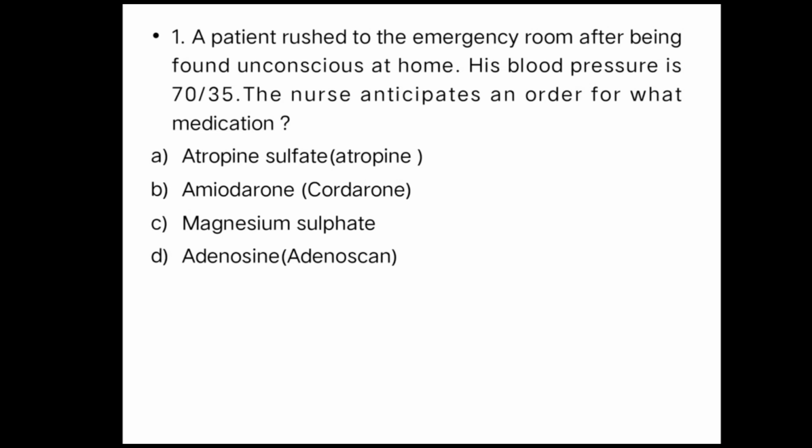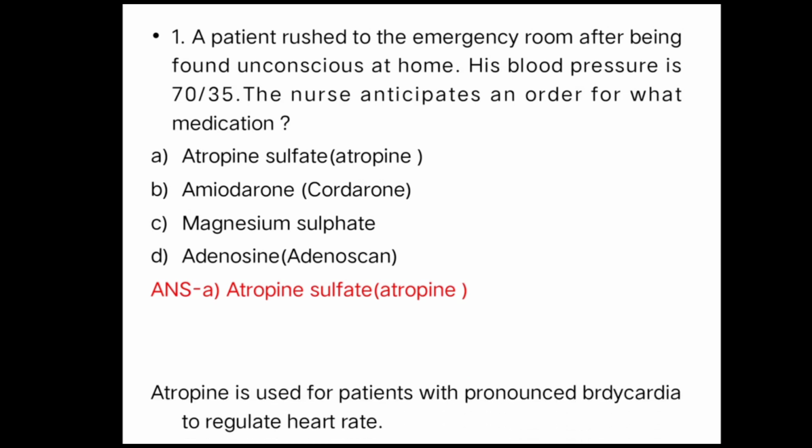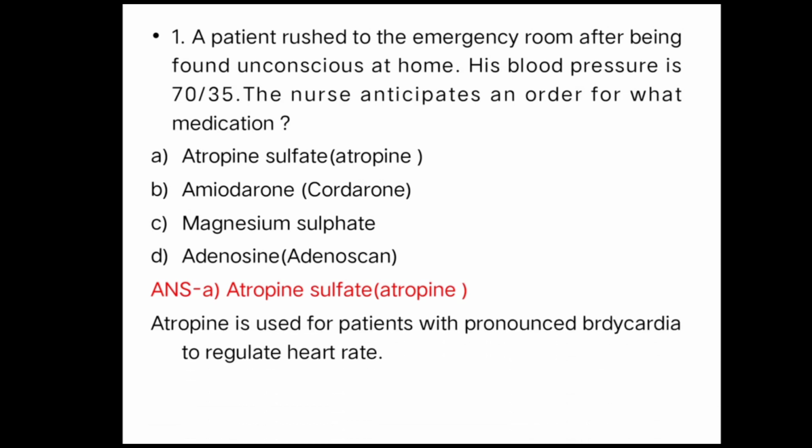If a patient is coming with bradycardia, immediately we will get an order to administer atropine sulfate, that is atropine. Whereas the other options, amiodarone and adenosine, these 2 medications are administered for a patient who is having tachycardia. And magnesium sulfate is administered for a patient with ventricular fibrillation or ventricular tachycardia. So the remaining 3 options are all given for a patient with tachycardia. Whereas in the question the patient is having low blood pressure, that is bradycardia. So we will get the order of administering atropine sulfate.